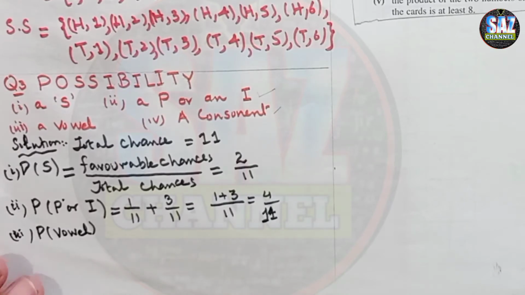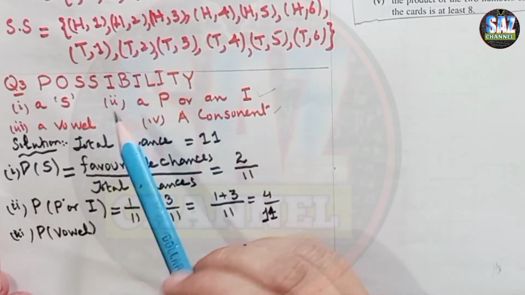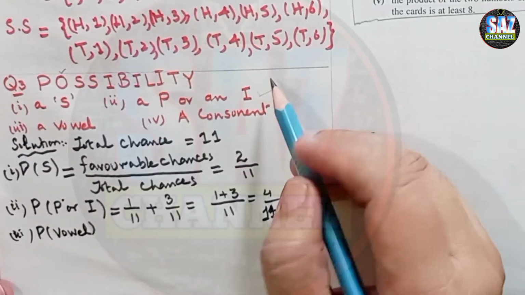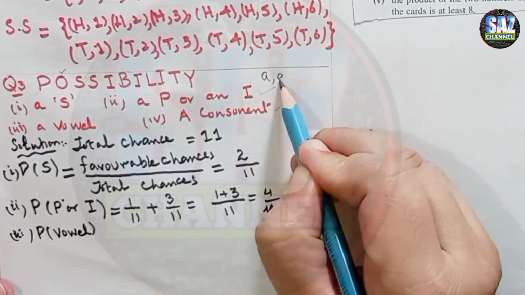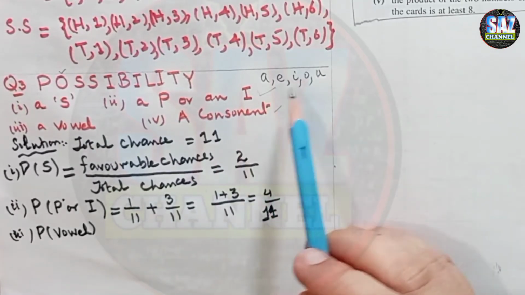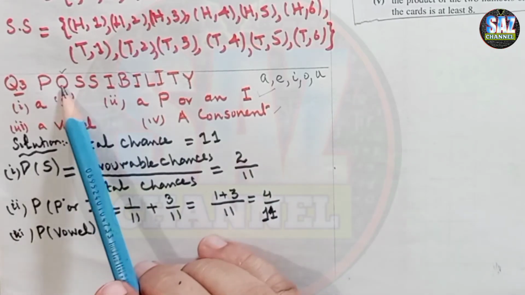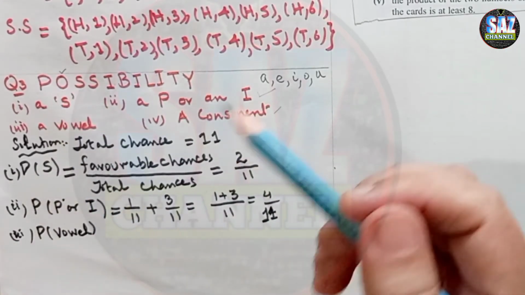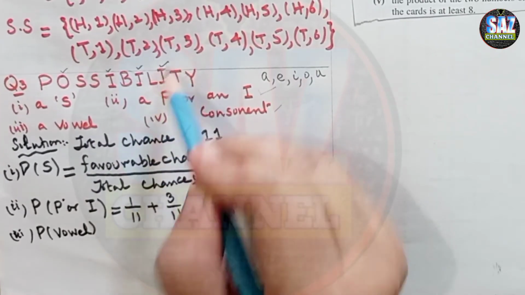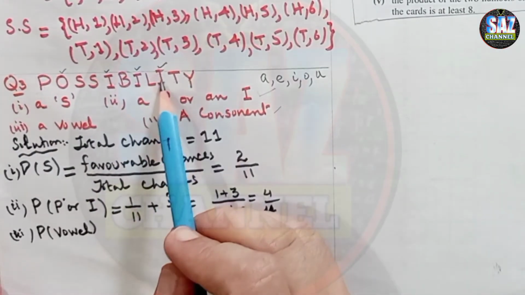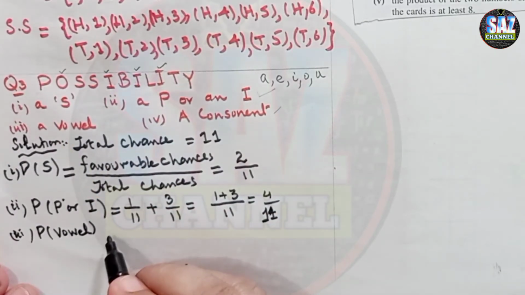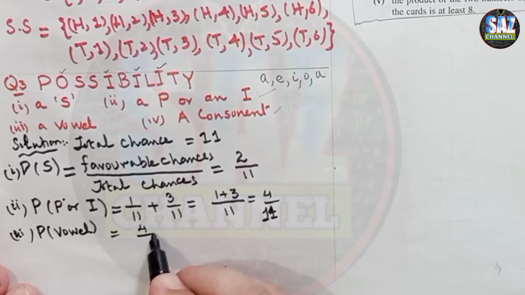Now we have to see that from the word possibility how many vowels are there. O is the vowel. Let me write over here A, E, I, O and U. So we have to see which of these letters is coming here. O is coming here and then I. Okay, 1, 2 and 3. So there are total 1, 2, 3 and 4 chances. So probability of vowels will again be 4 by 11.